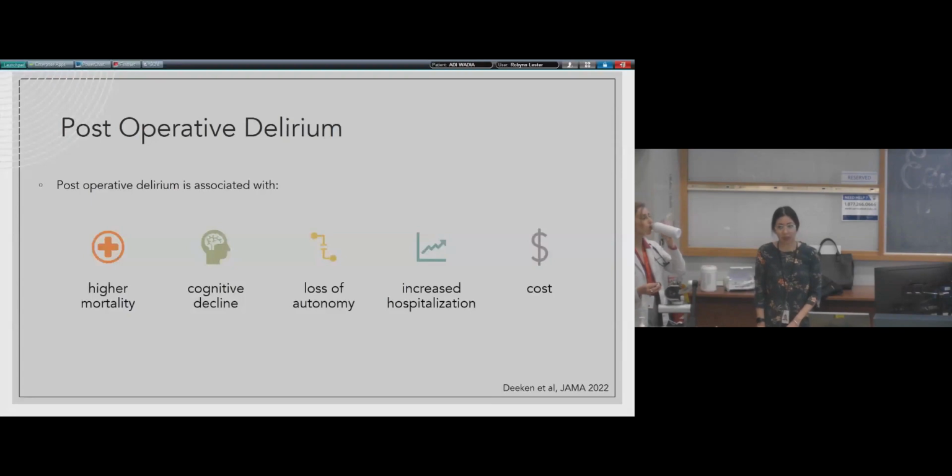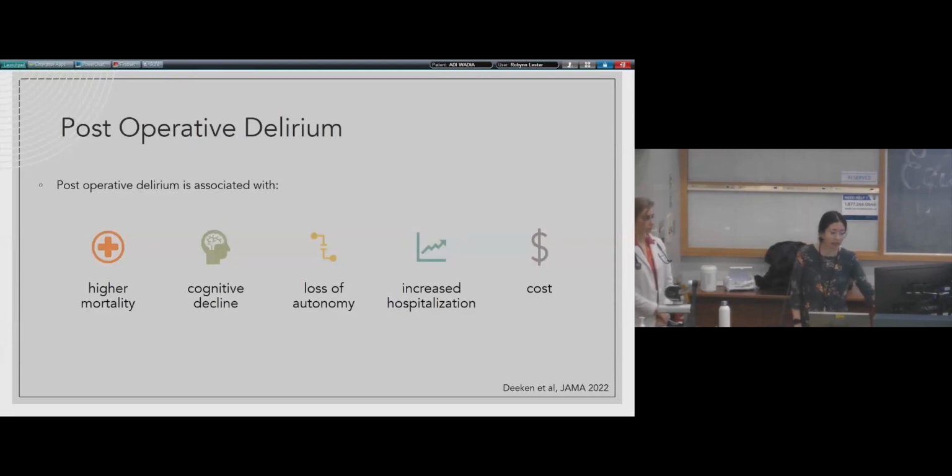So Sharon Inouye, who is a geriatrician in the States that does a lot of research on delirium, recently just put out a paper that looked at the cognitive effects of postoperative delirium and followed patients over a span of 6 years. And they found that the patients who had postoperative delirium do have long-standing changes to their cognition and acquire more long-standing cognitive impairment from that. There's also the loss of independence and autonomy, increased length of stay, and again, increased cost.